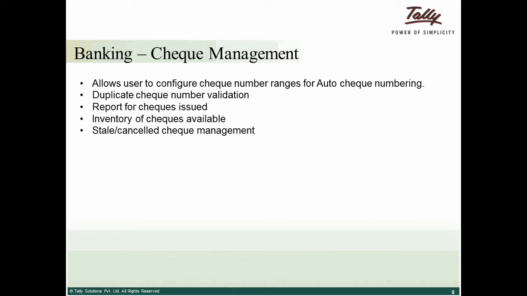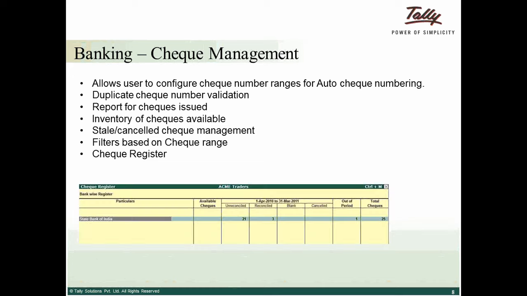Stale or cancelled check balance: if you are cancelling a check or a check got stale, those things can be blocked or configured in Tally so that those numbers will not be used for any transaction. Filter based on check range. There is a report called check register. From the check register, using the filter, you can filter for a specific report based on the criteria. So all these details are available from check management. This is a picture which shows the check register. Now we'll go to the product and we'll configure a checkbook and see the relevant reports.